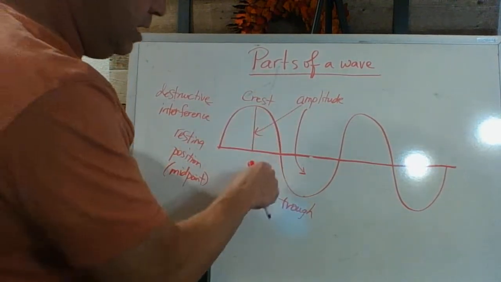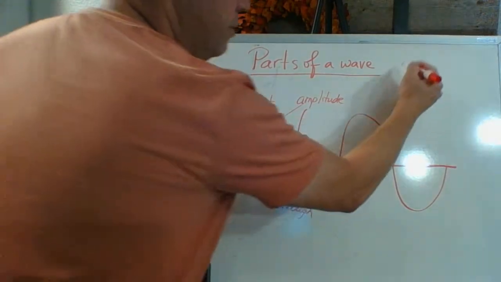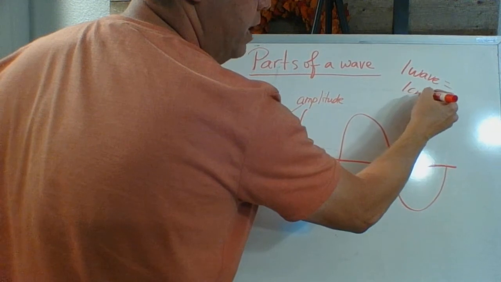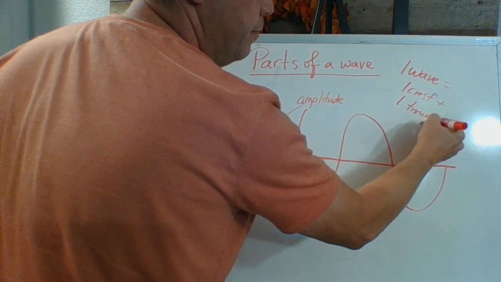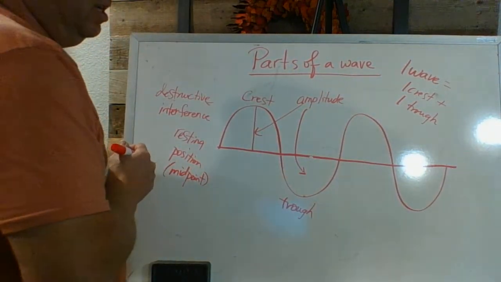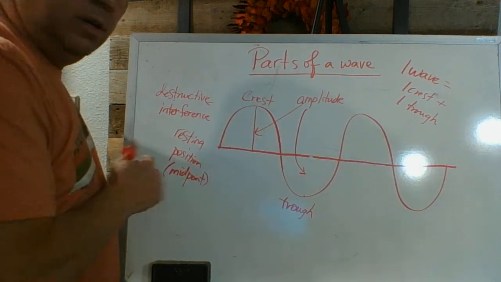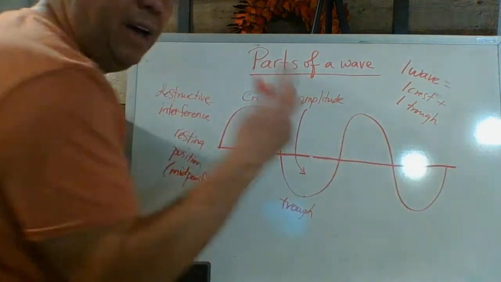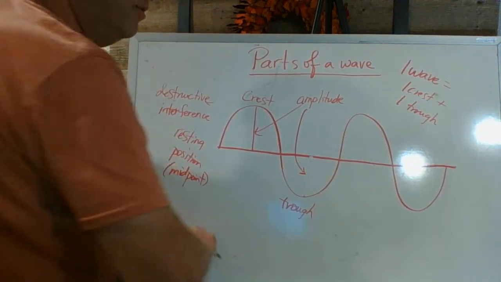Okay, so you have a crest and a trough. Now, one wave is considered one crest plus one trough. All right? One full wave is one crest and one trough. So how many waves do I have drawn right here on my board? I have a crest and a trough. That's one wave. Crest and a trough. So I have two waves right here. All right? So I have two waves drawn right here.